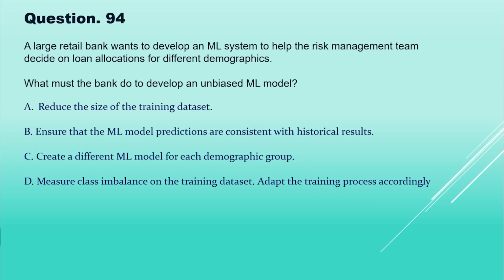And the correct answer here will be option D, measure class imbalance on training dataset, adapt the training process accordingly. Because when developing an unbiased machine learning model, it's crucial to address issues like class imbalance in the training data. Class imbalance refers to a situation where certain classes are underrepresented compared to others. So option D, measure the class imbalance on training dataset and adapt the training process accordingly, is the correct option here. Now, question number 95.